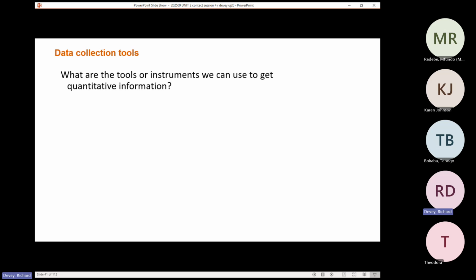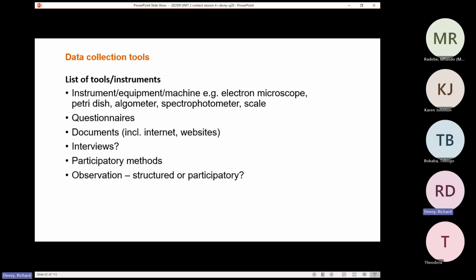Yes. Okay. So these are some of the data collection tools that a student could use. So there's instruments, equipment, machines. So for example, an electron microscope, a petri dish, an algometer, a spectrophotometer, a scale. So there's a whole range of instruments that researchers use to measure variables. And we'll talk about those briefly. I'm not going to go into a lot of detail about machinery. You could also in some ways argue that a computer could generate information as well. So a computer could generate data. So that's another piece of equipment that can create data.